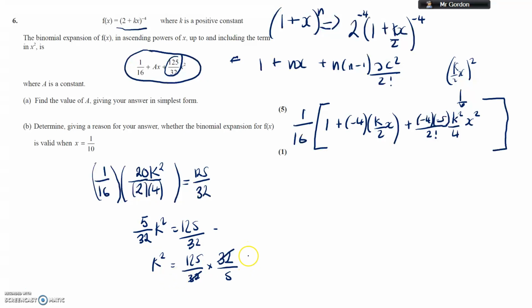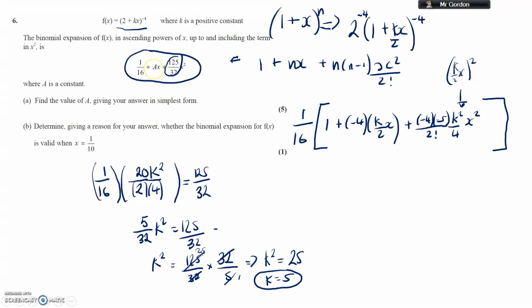And I'm going to get k squared is equal to 5s into 125 is just 1 and 25. Divide through by 5. k squared is 25, therefore k equals 5. And that is what we are after. Alright, so k is 5.